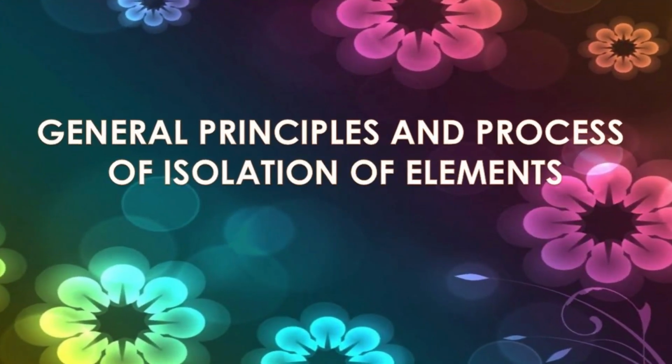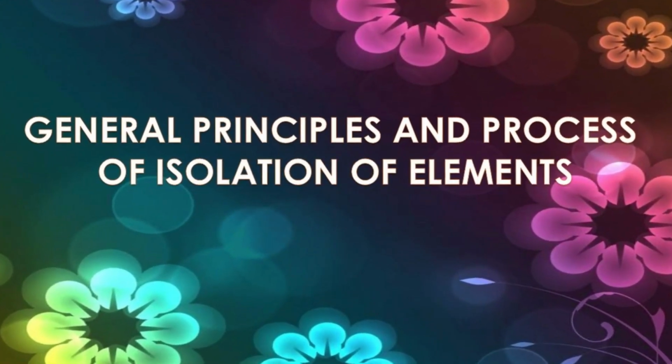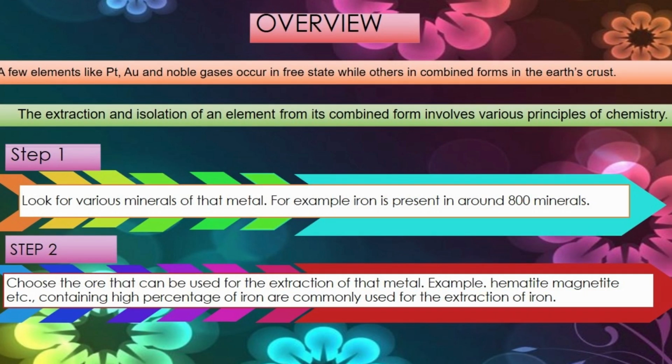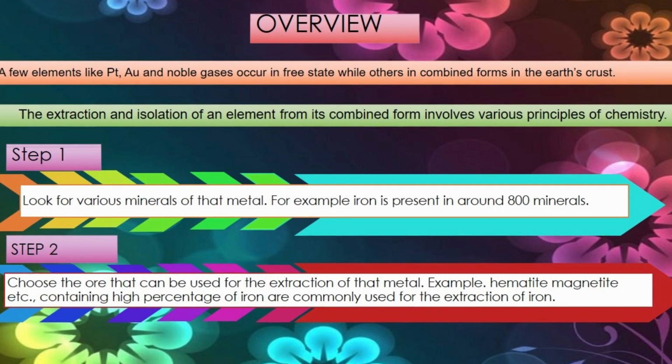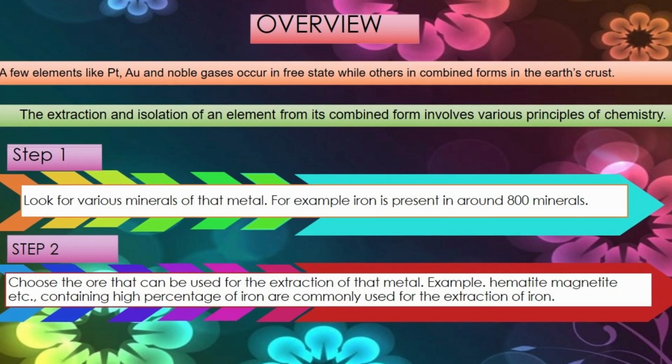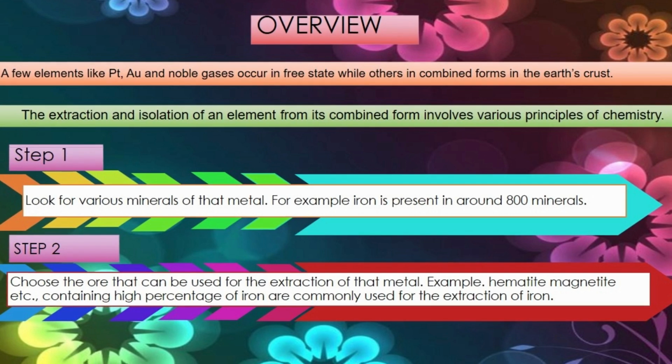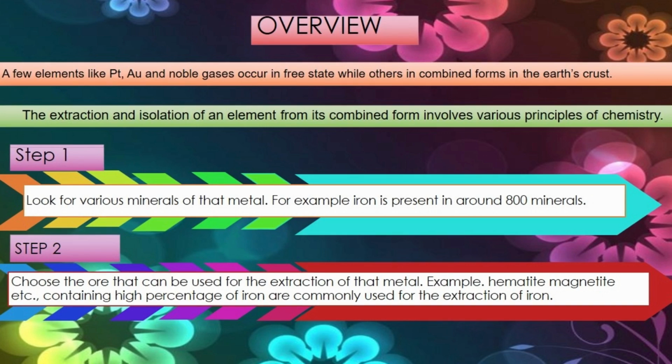General principles and process of isolation of elements. This chapter is one of the interesting chapters in inorganic chemistry, and here you will learn how to convert an ore to a pure metal. In the CBSE examination point of view, you can expect a 3-mark question and an objective type question from this chapter. Now let's overview this chapter.